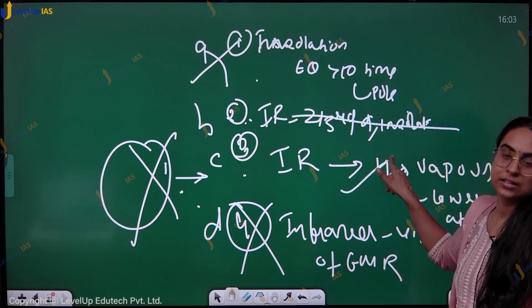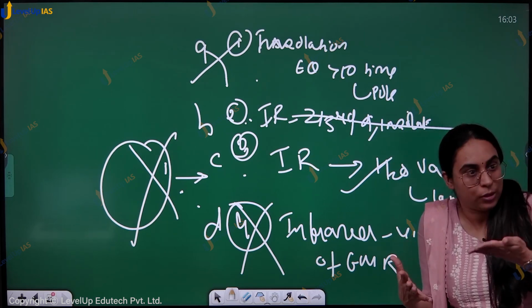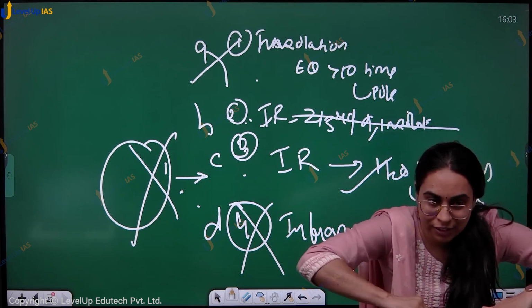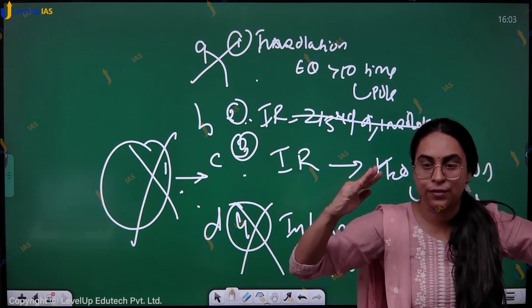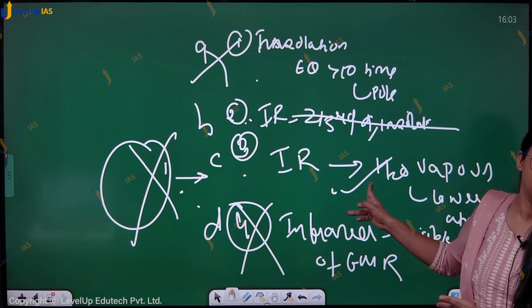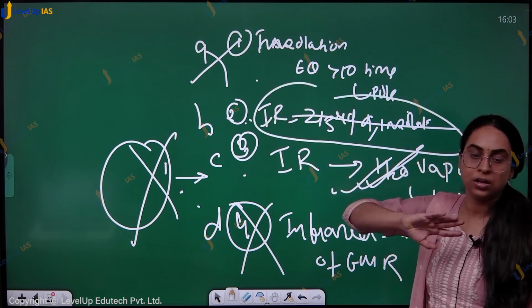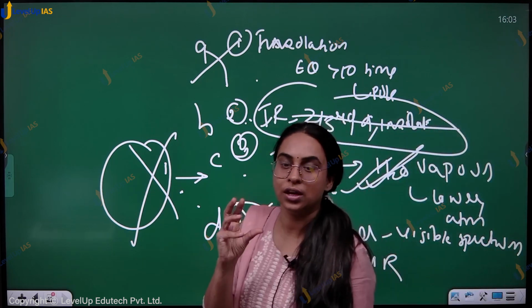The answer is C. Infrared radiation that is re-emitted from the Earth, it is absorbed by the greenhouse gas, which is nothing but water vapor. So the answer is what? C. 2/3 of the insolation is not infrared.